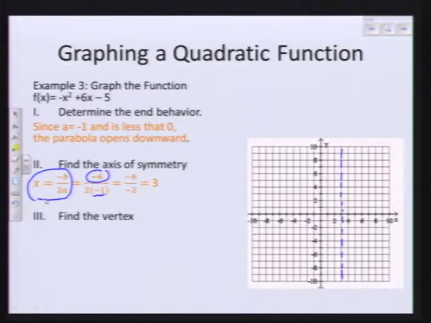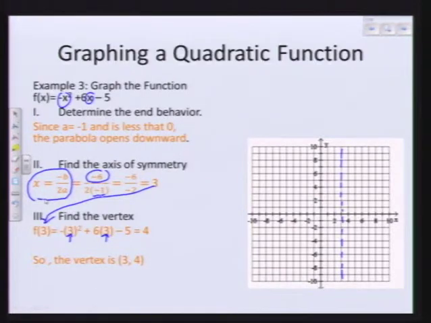To find the vertex, we're going to use the x-coordinate, which we just found, which is our axis of symmetry. And so we're going to plug that value into our function. Everywhere we see an x back up here in the function, we're going to plug in the 3. So our notation becomes f of 3 is equal to minus 3 in parentheses squared plus 6 times 3 minus 5.